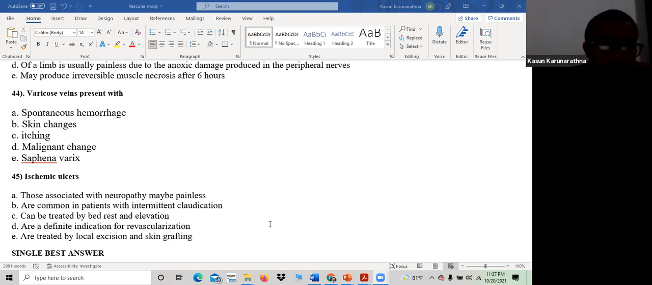Yes, marginal ulcer. Saphena varix. What is saphena varix? All are true. Have you seen saphena varix? That is a differential diagnosis for your inguinal lump, right? It's like your varicocele in the testicles, right? It reduces by lying down and reappears on standing. So again, it is the appearance of engorged veins at the saphenofemoral junction due to saphenofemoral incompetence, right?